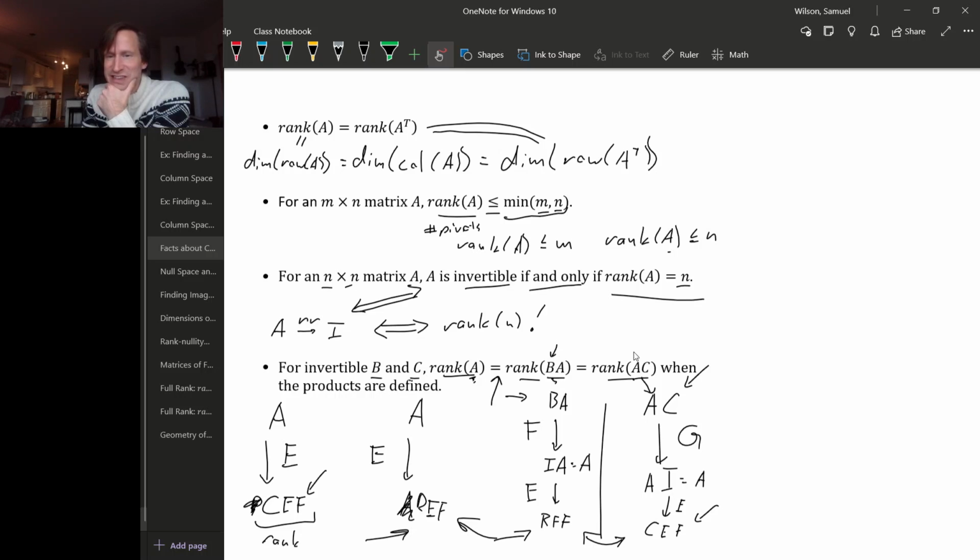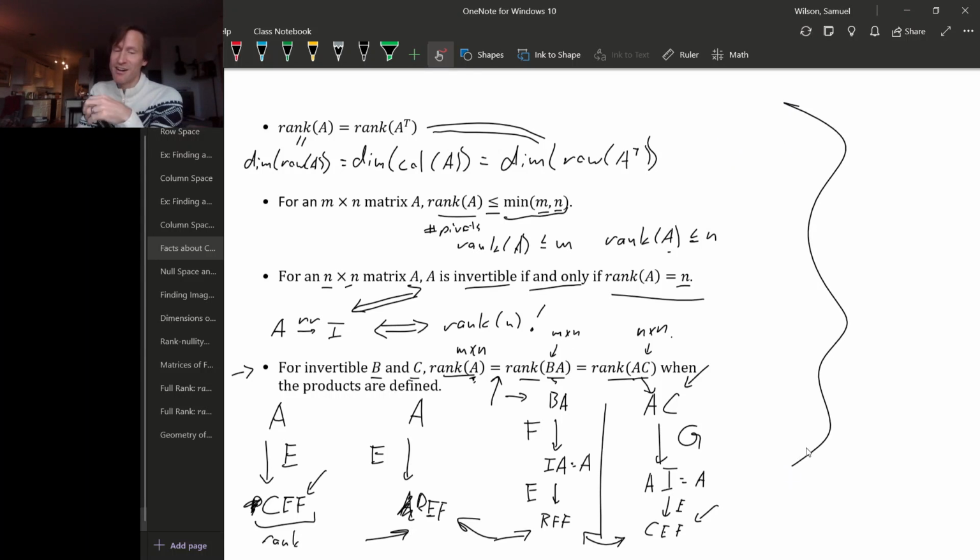In fact, B and C usually will be different sizes because for this last thing, we didn't assume that A is square. So A might be m by n, in which case B is going to be m by m, and C is going to be n by n. So it's not at all obvious that these ranks should be the same, but in fact they are all the same. So you can see that thinking deeply about row space and column space gives us some pretty interesting and non-obvious results.